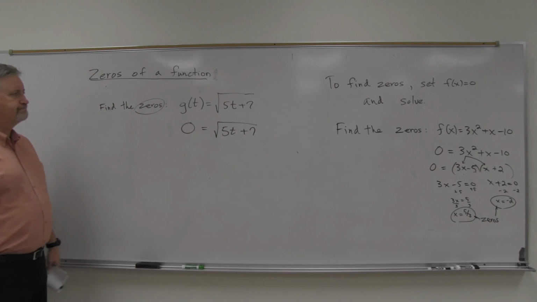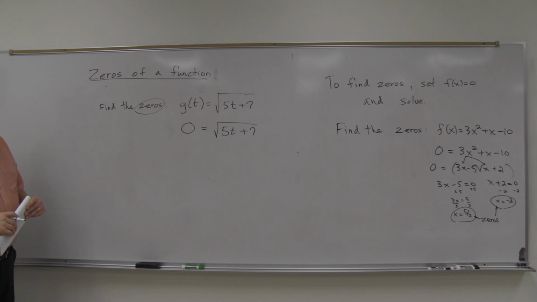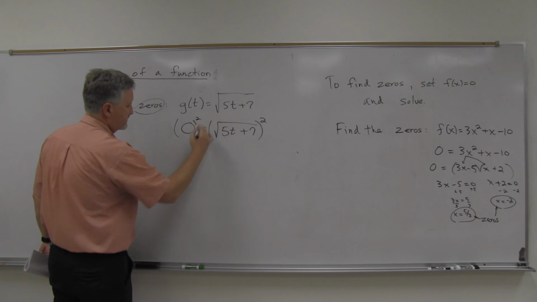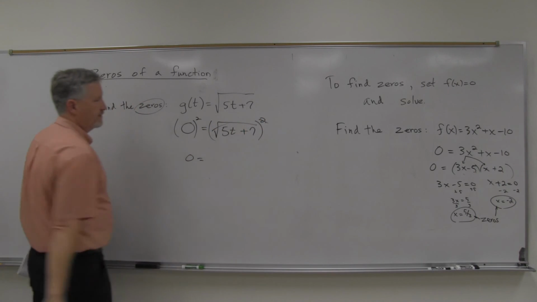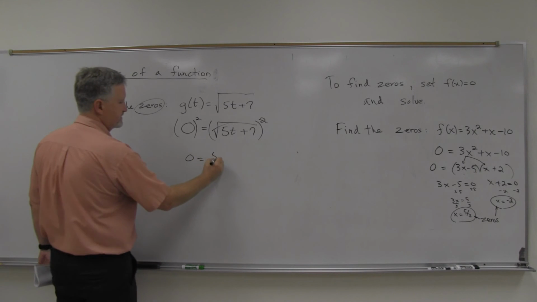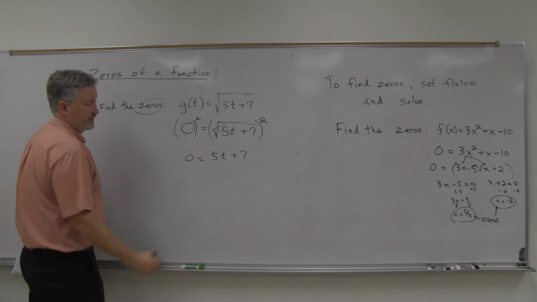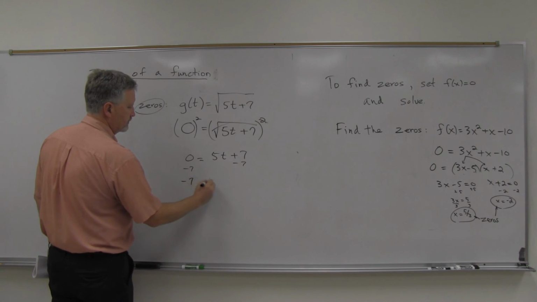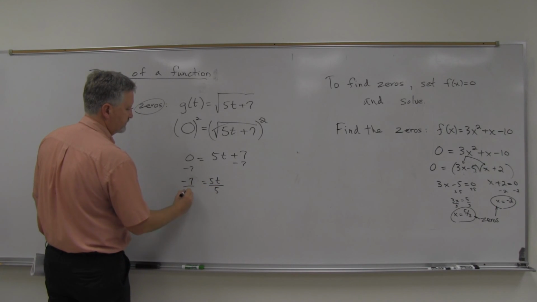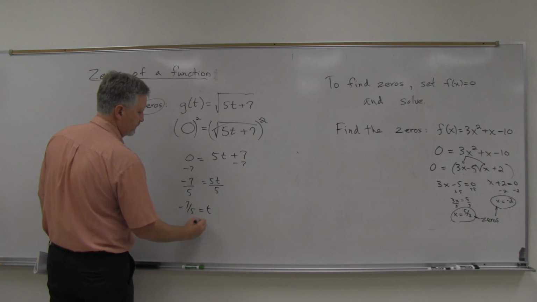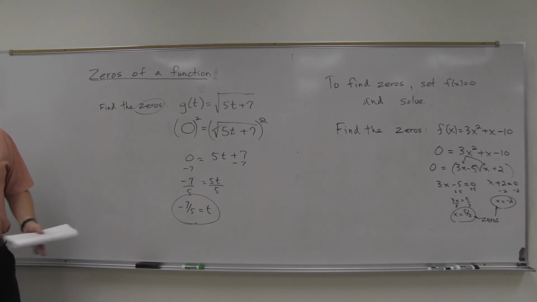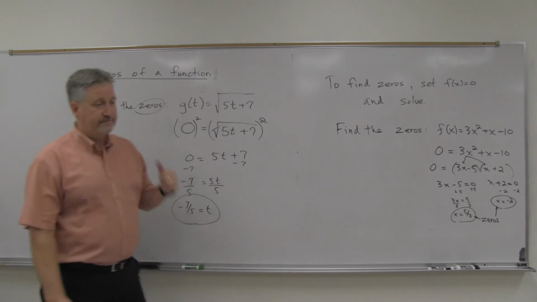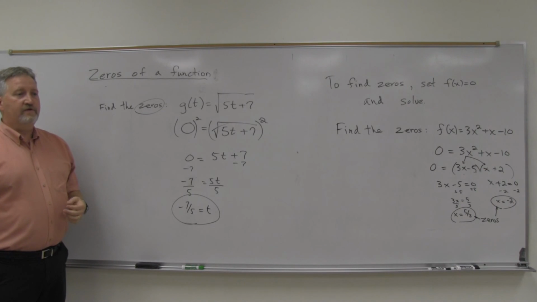And solve accordingly. So we talked about square root equations. Square both sides, where 0 squared is 0. That'll get rid of the square root and the square. So this side will just be 5t plus 7. Subtract 7, divided by 5. Maybe negative 7/5. All right, that's my zero here. It's not hard. You just got to know that if I'm finding zeros, I'm setting f of x or g of t, whatever it is, the function value, equal to 0.